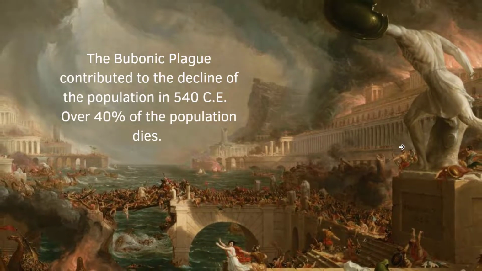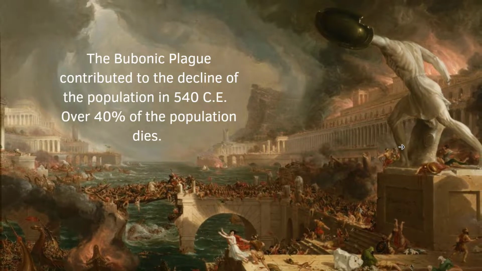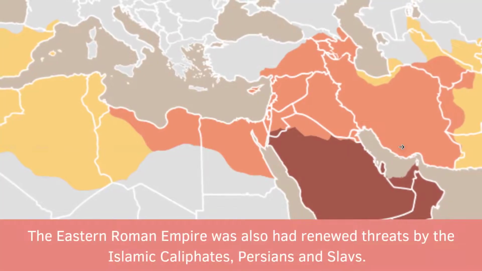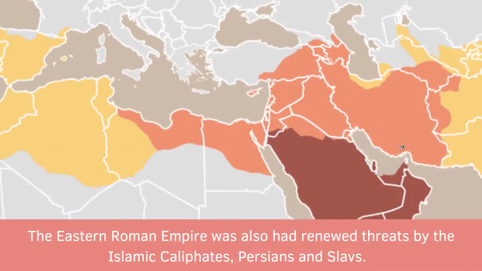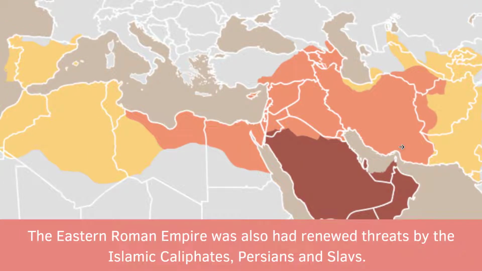Also, the bubonic plague, also known as the Justinian plague at that time, contributed to the decline of the population in 540 CE. Over 40% of the population in the Byzantine Empire died because of this deadly disease. The Eastern Roman Empire had renewed threats as well by the Islamic caliphates, which we're going to learn about later, the Persians and the Slavs. And as you see here, the Islamic caliphates take control of a vast amount of land.